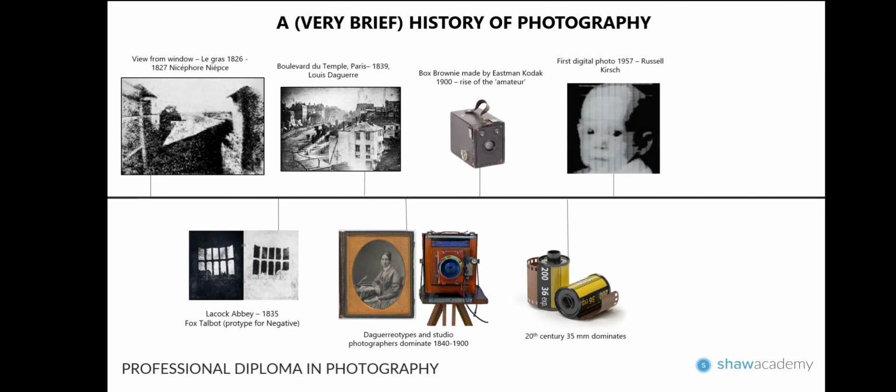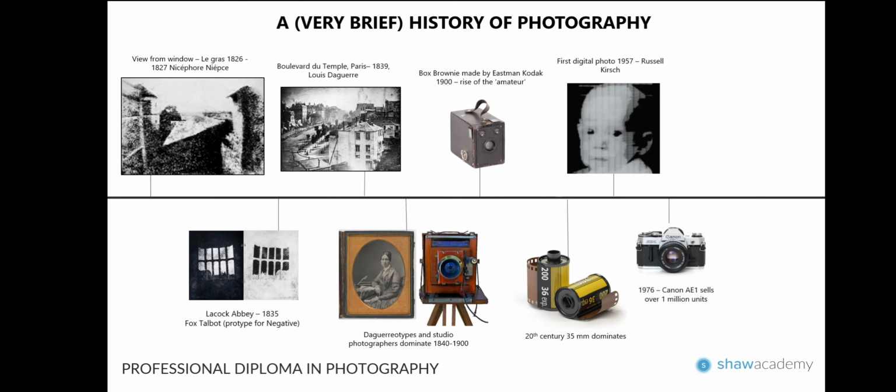Then in 1957 was the first digital photograph. Now, this was a scan, so it wasn't captured on a digital camera. The first digital camera that captured the photograph was in 1976. That was actually also developed by Kodak as well.